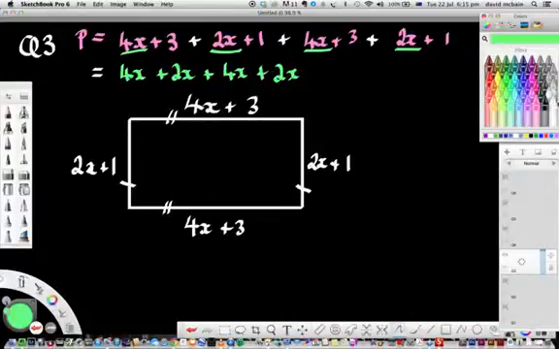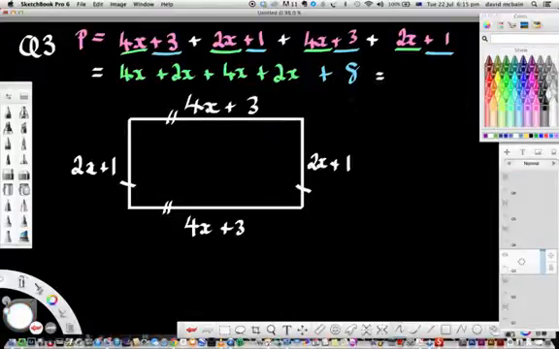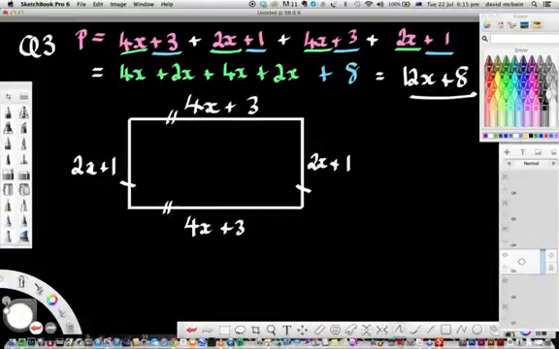And then we're going to group our numbers. Well, our numbers are clearly positive 3, positive 1, positive 3, and positive 1 again. And 3 plus 1 is 4, plus 3 plus 1 is 4. That's going to actually just be plus 8. Okay? So the final answer for our perimeter is going to be 4x plus 2x is 6x, plus 4x plus 2x is 6x. That's 12x plus 8. There is our expression for the perimeter of our shape.